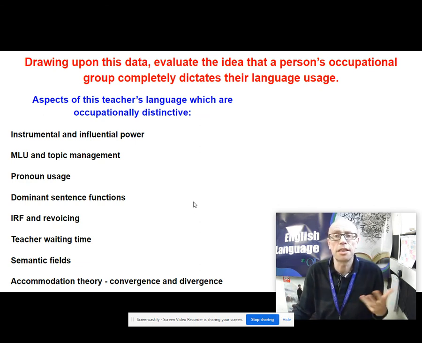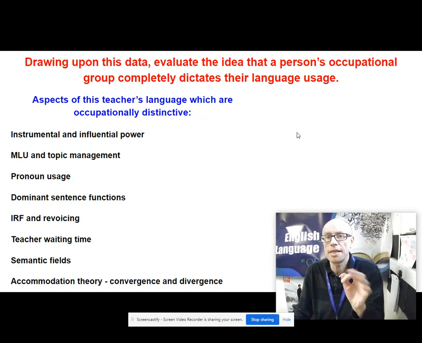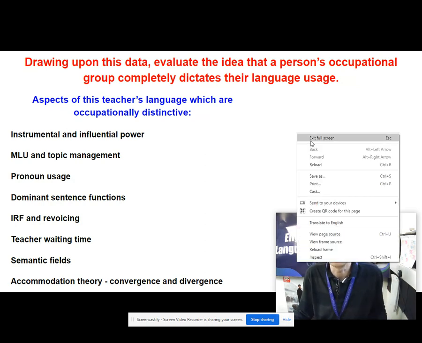Okay, so hopefully that's given you some ideas on how you might put together an answer about an occupational group with particular reference to teaching.